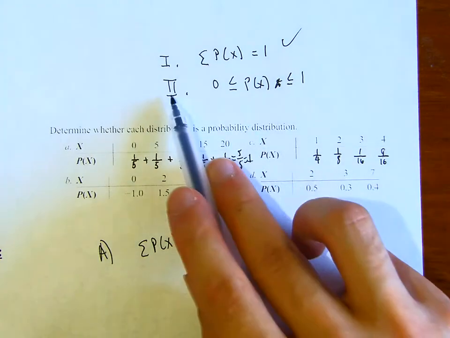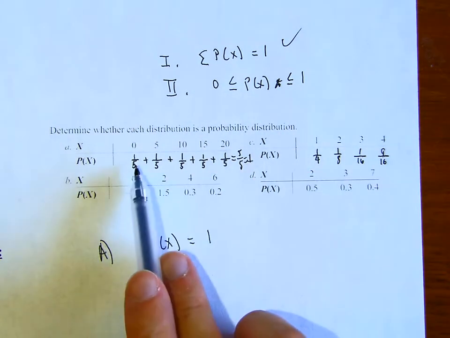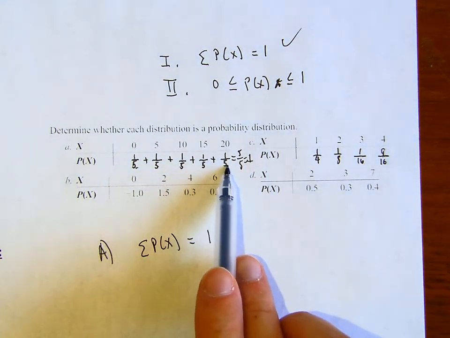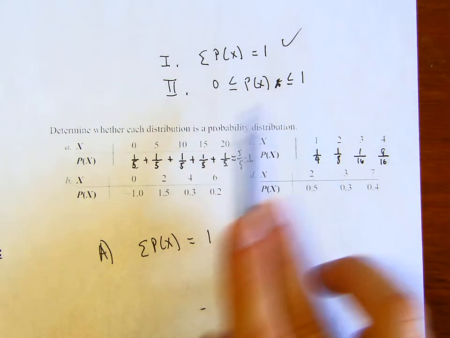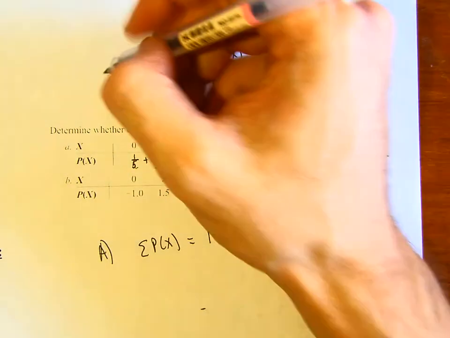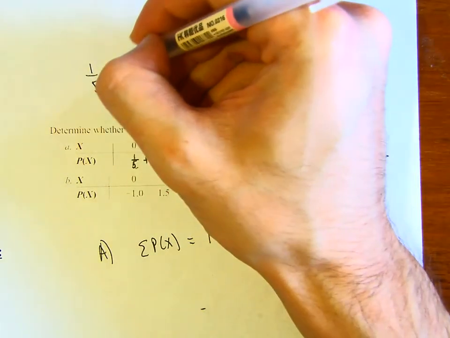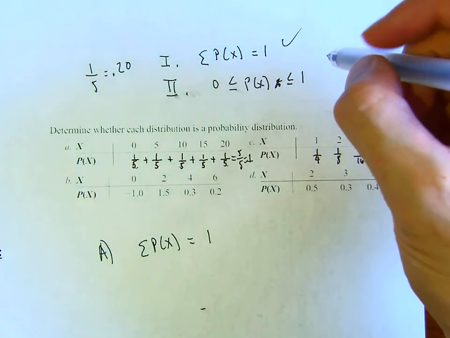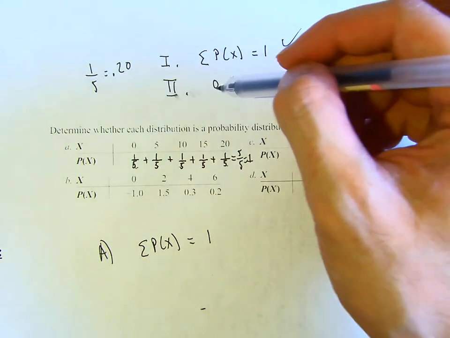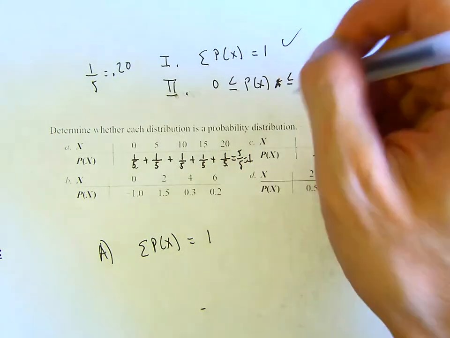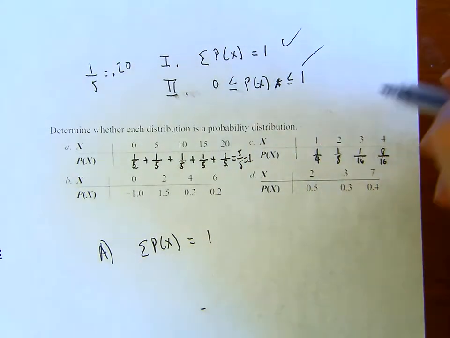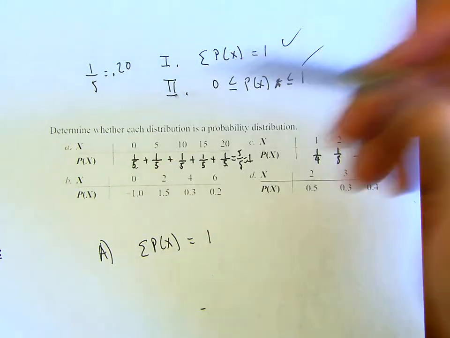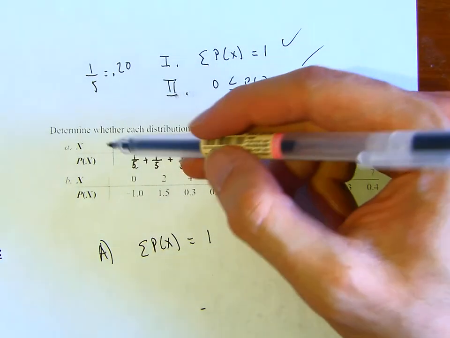Now let's look at the second condition. Is each one of these probabilities between 0 and 1? Yes, because what's 1 over 5? 1 over 5 is 0.20. And notice that 0.20, or 0.2, is between 0 and 1. So both these conditions are satisfied for the probability distribution of A.